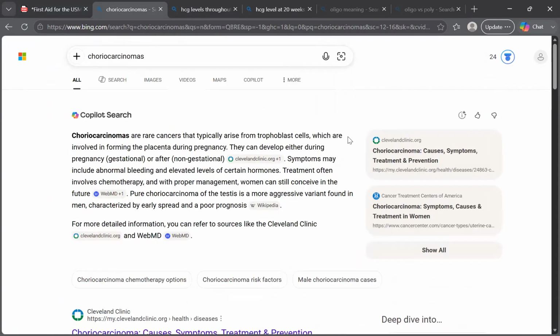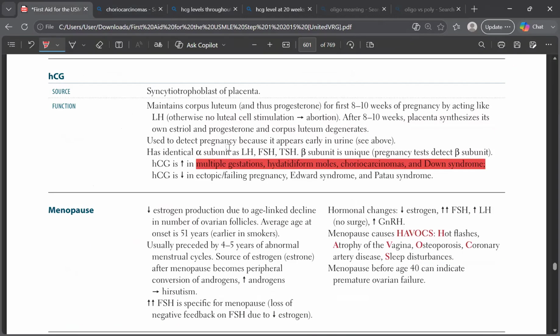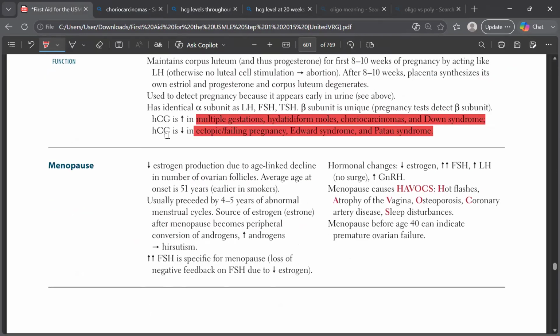Yes, the trophoblast cells, which are involved in the placenta, give rise to rare cancers known as choriocarcinomas. Down syndrome and multiple gestations can also cause an increase in HCG. HCG decreases in ectopic or failing pregnancy, Edwards syndrome, and Patau syndrome, which are basically chromosomal syndromes 13 and 18, I suppose. It causes a decrease in HCG.